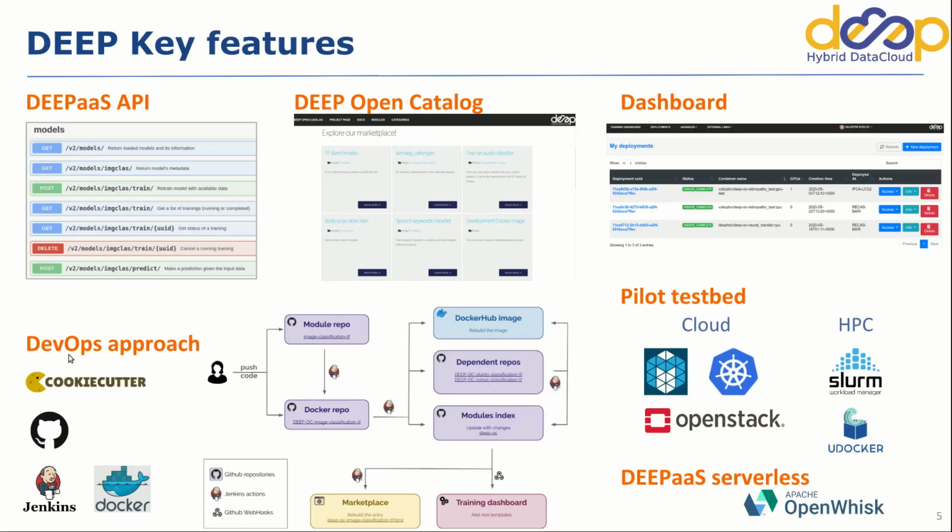Finally, we also provide a DevOps approach for our users, where we offer structured development based on the cookiecutter template and a continuous integration and delivery pipeline from Jenkins. The final artifacts in the form of Docker images are automatically promoted through the Open Catalog.